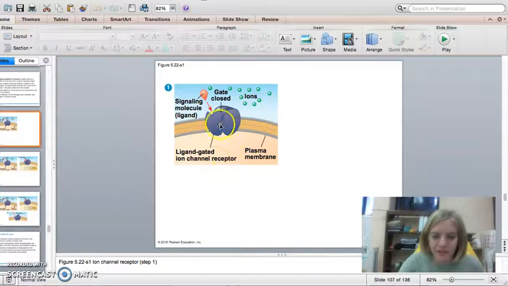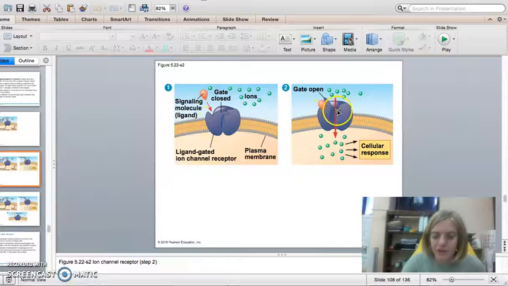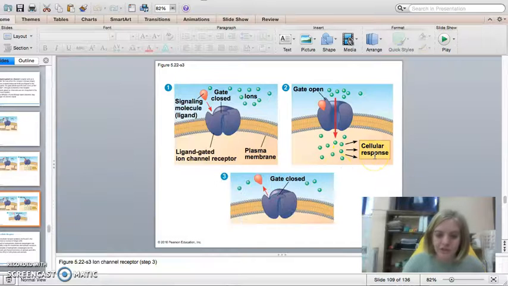So here's our ligand-gated ion channel. You can see there's a little space here, but right now the gate is closed. We've got some ions outside of the cell, and here's inside of the cell. The signaling molecule acts as a ligand by binding to the gate. The gate opens and the ions are able to diffuse through into the cell and then produce a cellular response. Once the response has been taken care of, the signal receptor molecule and the ligand signaling molecule detach, and the gate will close and ions will no longer pass through. So that is one example.